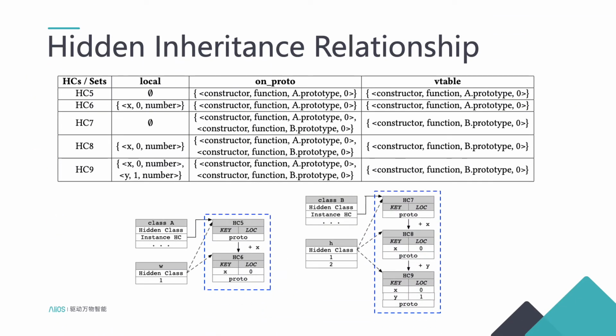In this example, we can see that the hidden classes in the same transition tree contain different local properties but share the same onProto properties. For instance, hidden classes HC5 and HC6 share the onProto properties, while they have different local properties. Especially, note that as a kind of lookup table, a hidden class's vtable may not cache all prototype properties. For instance, considering name shadowing by the constructor of class B, the constructor of class A is not cached in the vtables of HC7, HC8, and HC9.